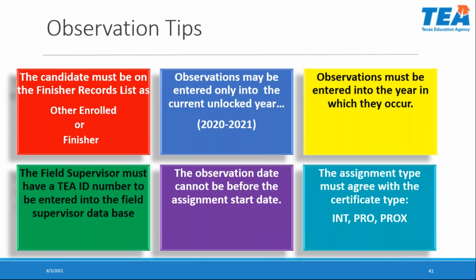Next, the yellow block is a reminder that observations must be entered into the year in which they occur. If a candidate completed clinical teaching in 2021, but will not be a program finisher until next year in 2021-22, enter the observations for the 2021 clinical experience now so that they can be attached to the candidate later next year. Likewise, if the observations for a current 2021 finisher were entered last year in 1920, we will find them and attach them to the candidate this year. This is, of course, dependent on the observations having been entered last year.